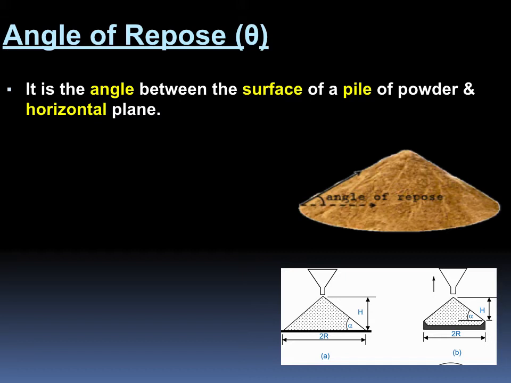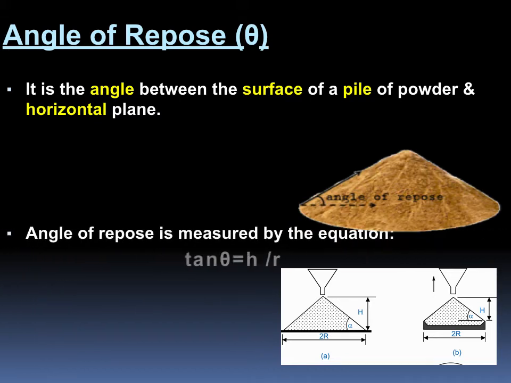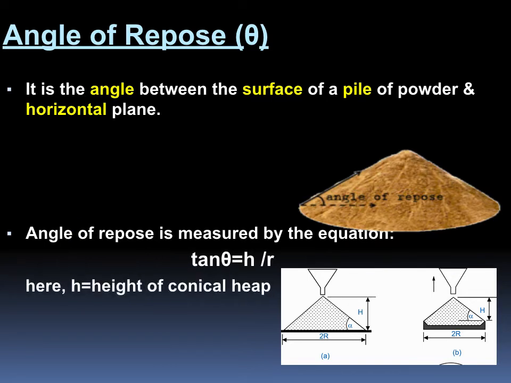If you have a pile of powder, the angle between the horizontal plane, which is a table or the paper that you keep the powder on, and the surface of the pile, as you see in the picture here, is the angle of repose. It has a symbol theta, and tan theta equals h over r. Of course, h is the distance between the top of the powder and the horizontal plane, which in other words is the height of the powder pile, and r is the radius of the powder pile. So using a ruler, you can measure the height, and you can even draw a circle around the powder pile. After removing the powder, you can measure the diameter of this circle and divide by 2, and you will get the radius.